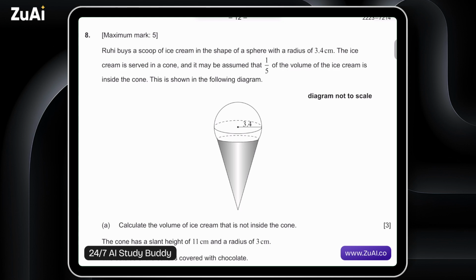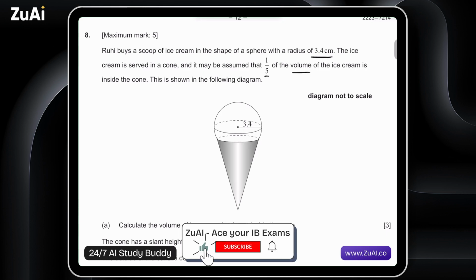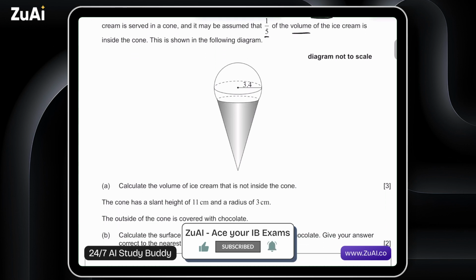Ruhi buys a scoop of ice cream in the shape of a sphere with a radius of 3.4 centimeters. The ice cream is served in a cone, and it may be assumed that 1/5 of the volume of the ice cream is inside the cone. This is shown in the following diagram. Calculate the volume of ice cream that is not inside the cone.